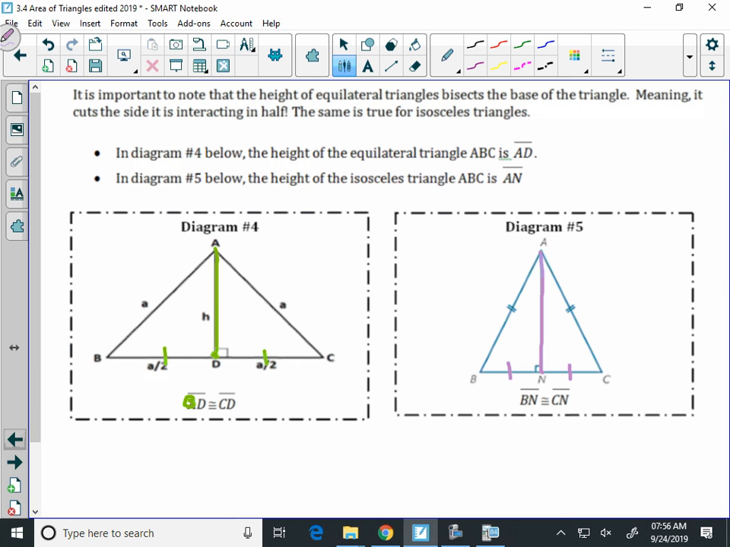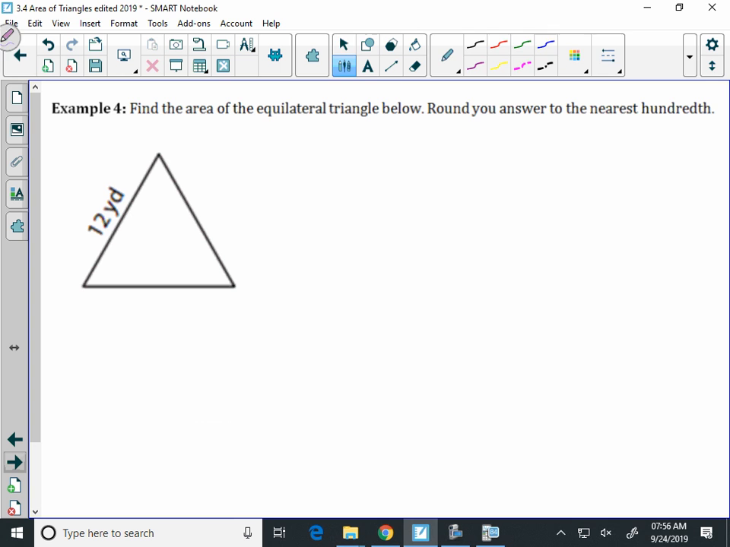So take a look at these two examples. We want to find the area of an equilateral triangle below. Round your answer to the nearest hundredth. Well, what's special about an equilateral triangle? What makes it equilateral? Yeah, all the sides are the same. So all the sides are going to be what? Based off this diagram, 12. They're all 12 yards. Okay?